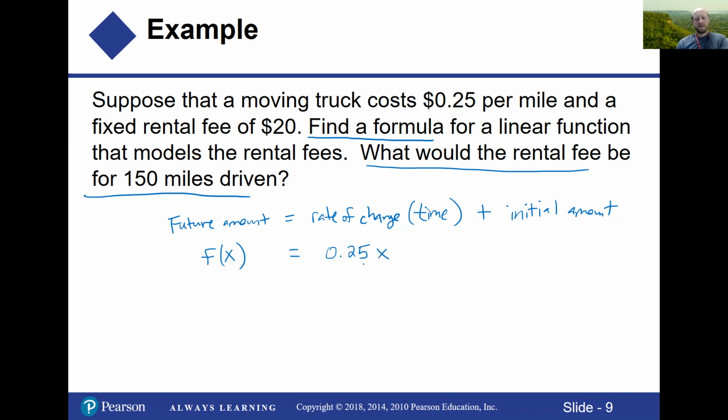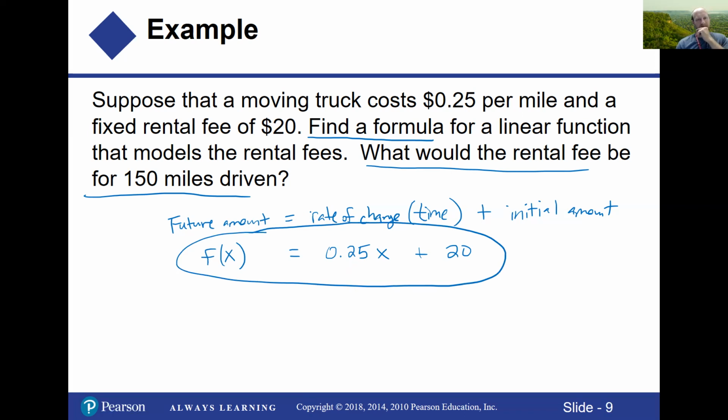Time is x, meaning that it is independent. It's just something that keeps going up. You could also use t if you want to, I just don't want to confuse it with the plus sign. But then the initial amount for that moving truck is $20, because that's your rental fee. Maybe some of you have had to get a moving truck to move into campus, and you would know that it has a fixed fee plus your cost per mile. This is the formula for that. So this is one of the answers: that's your formula for a linear function that models the rental fees.